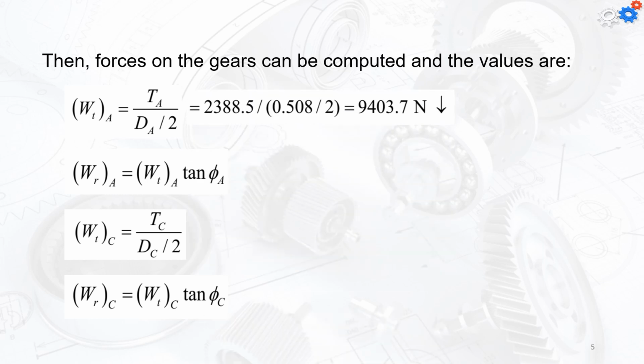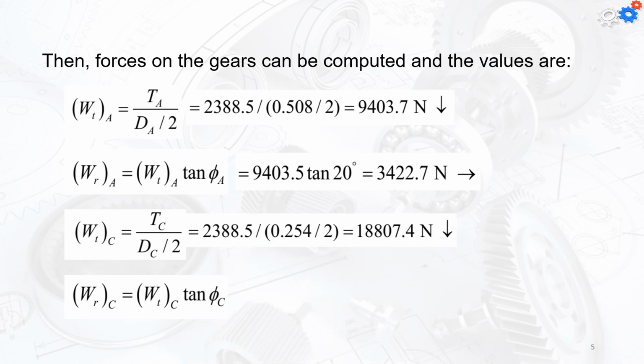So I will find that the tangential force on the gear A is going to be equal to 9,403.7 Newton pointing downwards. For the gear A, the radial force is going to be equal to 3,422.7 Newton to the right.